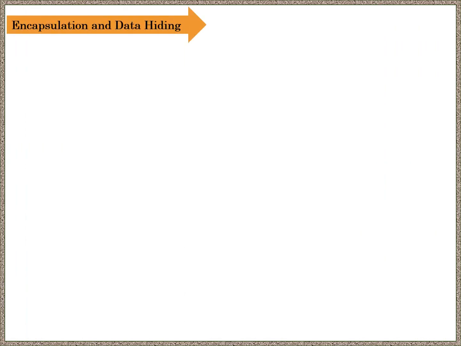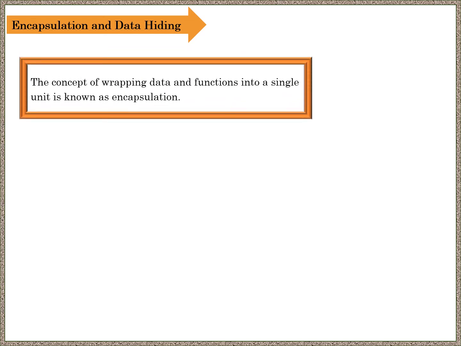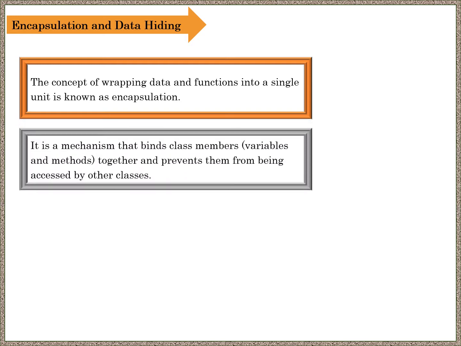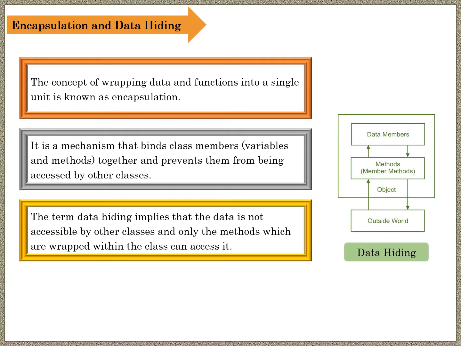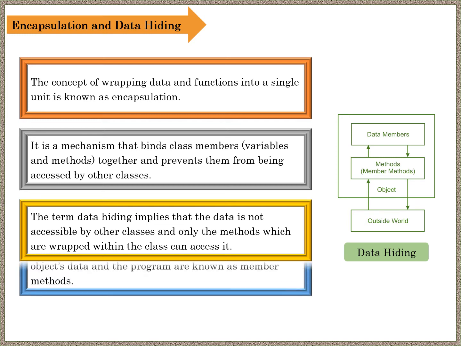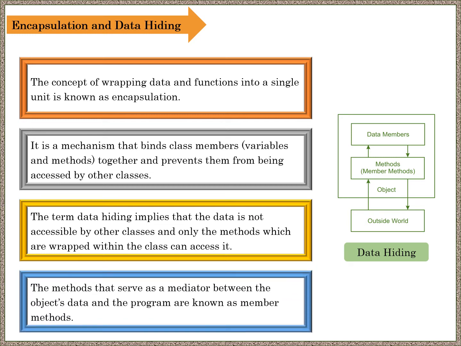Let's now learn about encapsulation and data hiding. The concept of wrapping data and functions into a single unit is known as encapsulation. It is a mechanism that binds class members together and prevents them from being accessed by other classes. The term data hiding implies that the data is not accessible by other classes and only the methods which are wrapped within the class can access it. The methods that serve as a mediator between the object's data and the program are known as member methods.